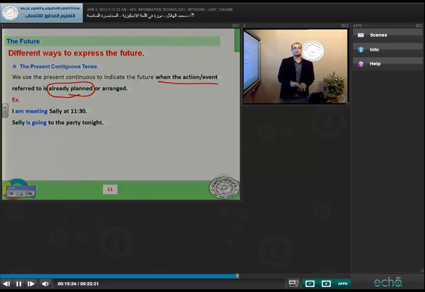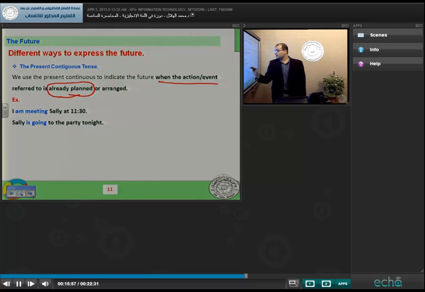Let's see the examples. I am meeting Sally at 11:30. I'm not going to decide immediately; there is something that has happened before this meeting, which is the arrangement for this meeting. I have, for example, informed Sally, okay Sally, I'm going to meet you at 11:30. So there is something already planned, something already arranged. The meeting has already been agreed on between the speaker and Sally.